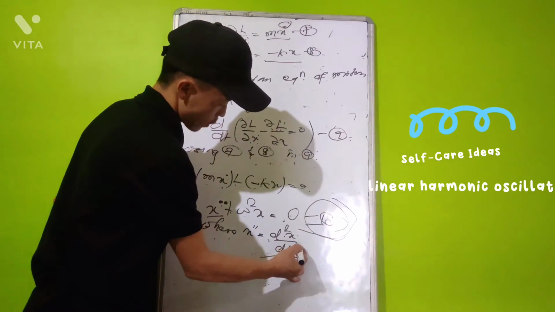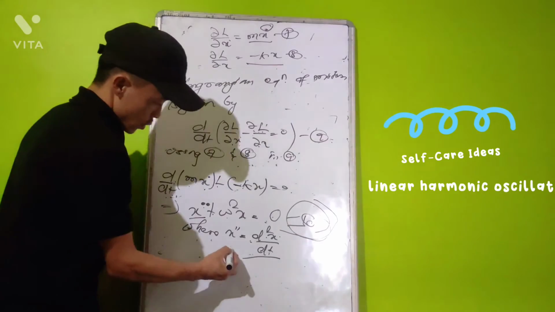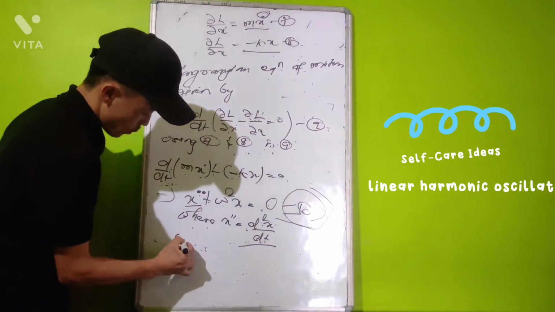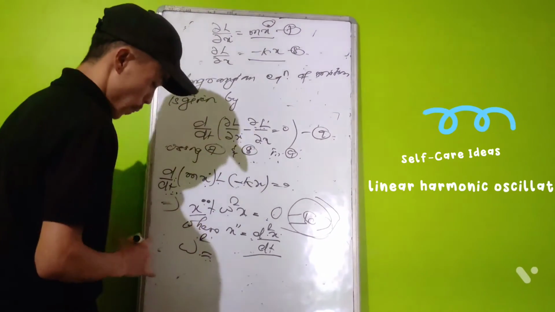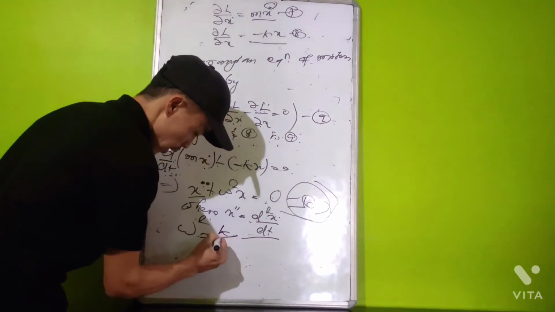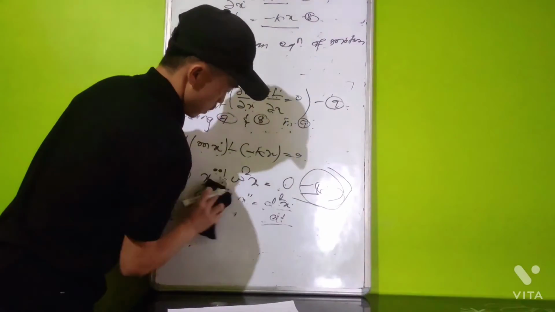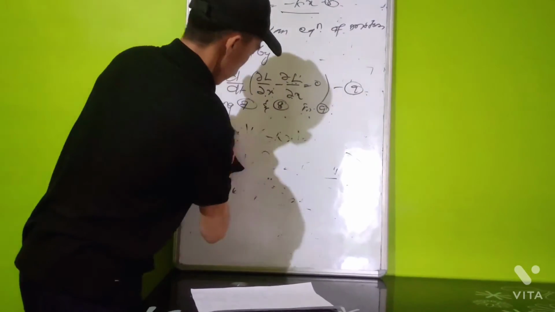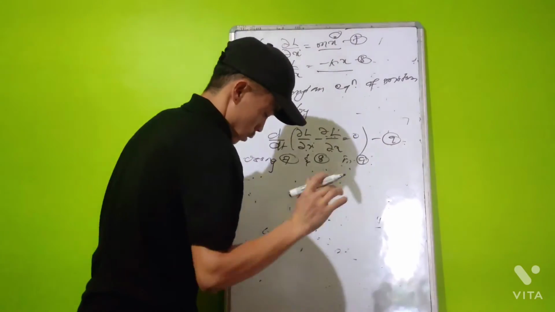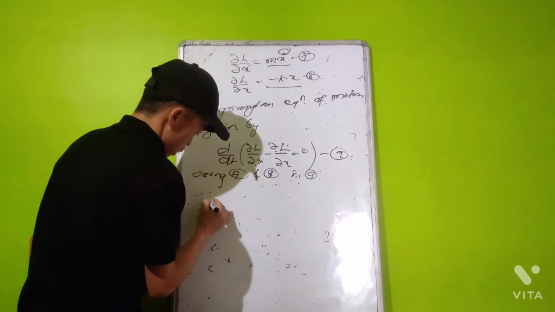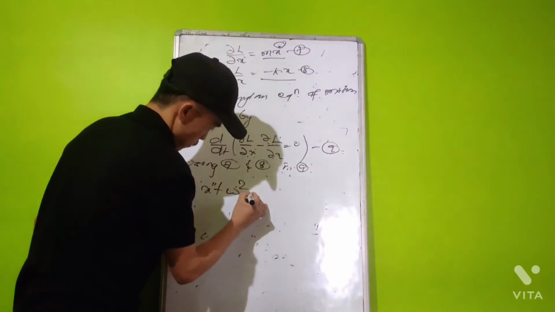So now here we again have omega, where omega square is equal to k by m. So the final equation we have got is ẍ + ω²x = 0. This was our final equation.